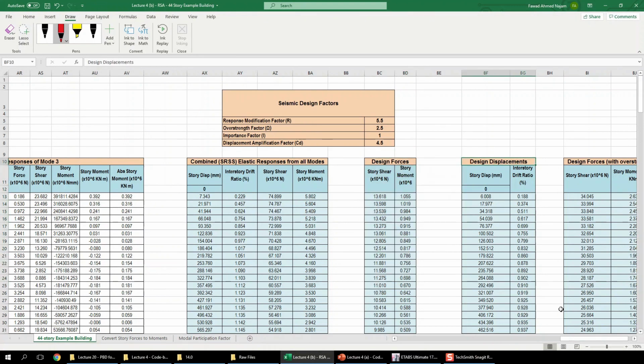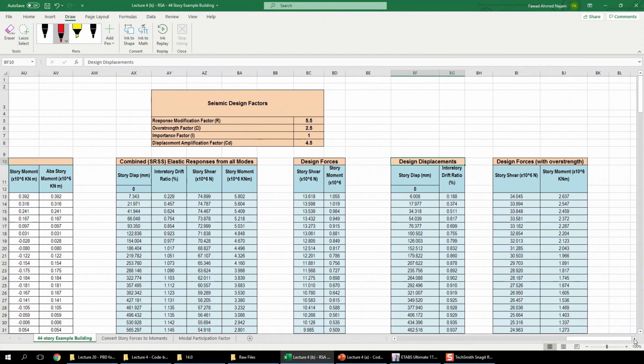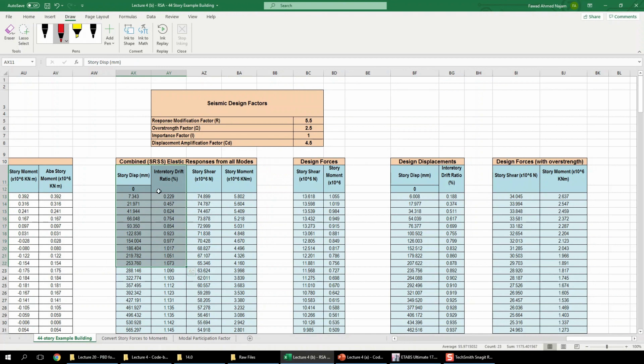For design displacements, the code recommends that you should be multiplying the elastic displacement and interstory drift ratios and all other displacement related responses with CD into I over R. So I multiply it with CD into I over R to get the design displacements and interstory drift ratio.